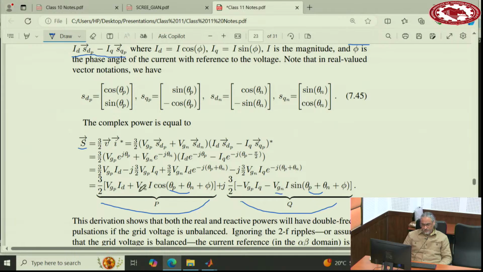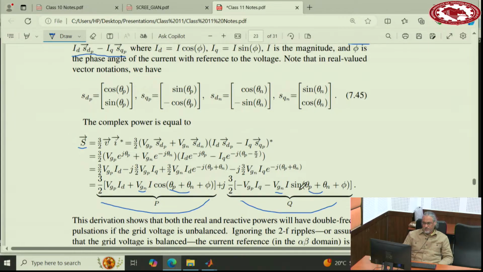In this scenario, if you calculate the complex power, you will see that it will have real power, which has a pulsating term, and reactive power, which has a pulsating term, if the grid voltage is unbalanced. So if the converter generates balanced current and the grid voltage is also balanced, everything is good: real power is constant, reactive power is constant. If the grid voltage is unbalanced, real power will have pulsations, and reactive power will also have pulsations.